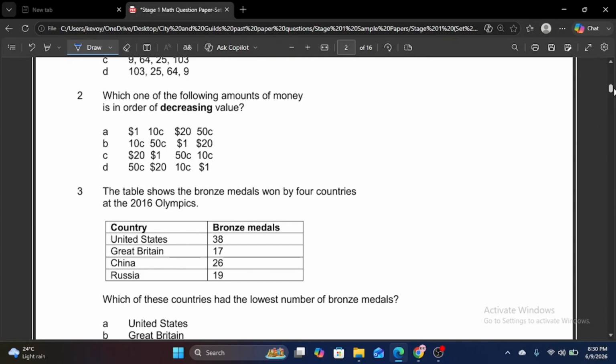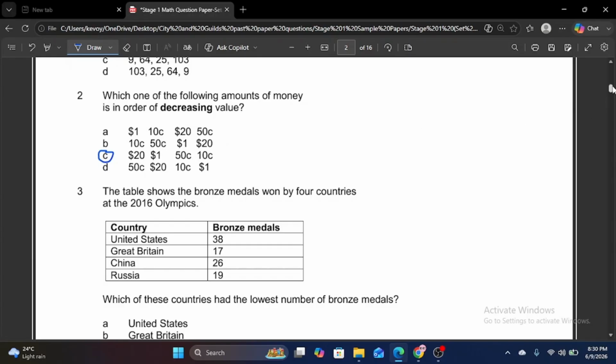Alright. Number 2, which of the following amounts of money is in the order of decreasing value? Decreasing value means that it's from larger to smaller. So looking at this right here, I'm seeing C for the answer, with $20 going down to $1, going down to 50 cents, going down to 10 cents. So C is the answer right there. You know that there are some students who don't know what cents are. Cents are less than $1.